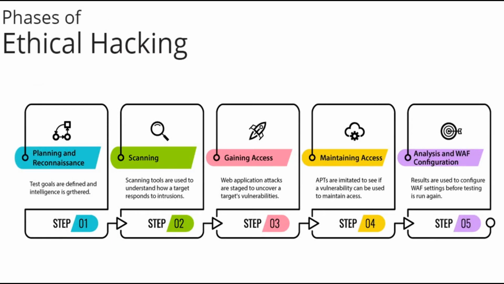Now here is a very important concept. You need to focus on that. Phases of ethical hacking. The first one is planning and reconnaissance. Second is scanning, then gaining access, maintaining access, and analysis and web configuration. That is covering your path. So the first is to plan as a hacker. Now suppose that you are a hacker and you need to attack a website. What will you do, right?